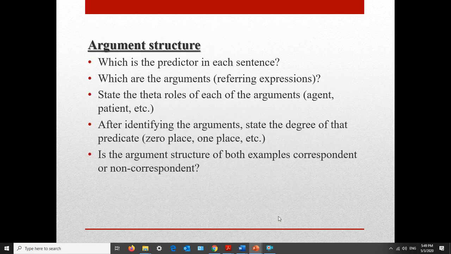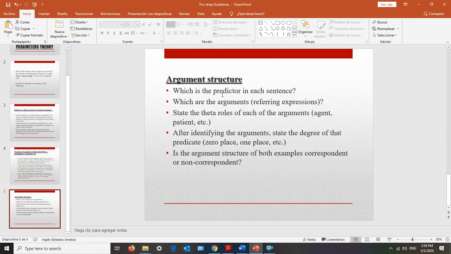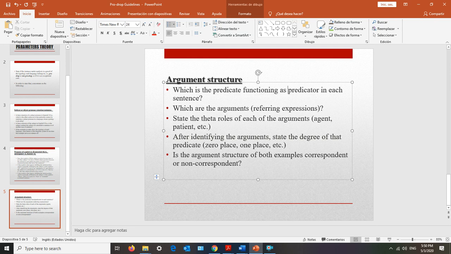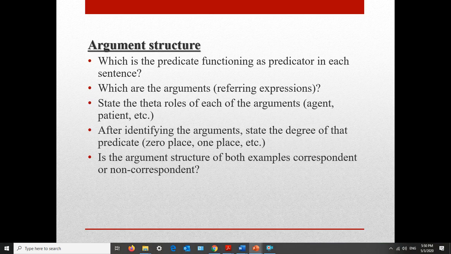Okay? And then when it comes to argument structure, you should identify the predicator, so there is a typo there. Which is the predicate functioning as predicator in each sentence, and which are the arguments, that is to say the referring expressions selected for, should there be any, by the predicate functioning as predicator.